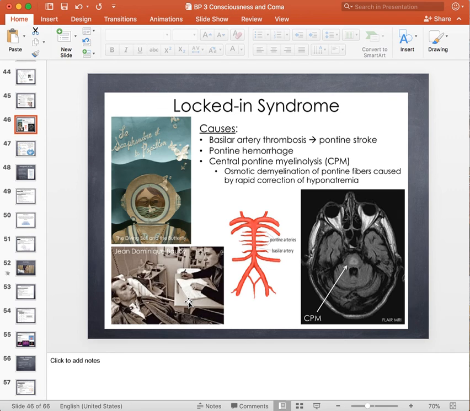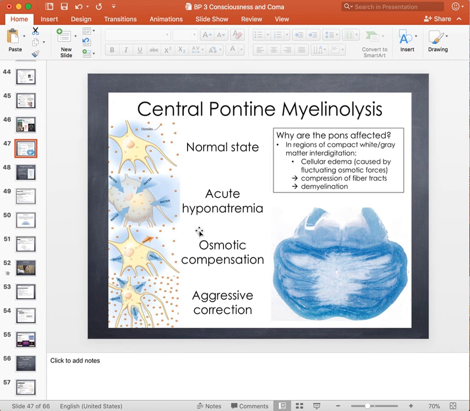Another cause of this terrible syndrome is central pontine myelinosis, which is pictured right there, in which there's demyelination of the fibers that run through the pons, and in particular the ventral pons, where the gray and white matter, where all those motor tracts interdigitate. Right here. And are particularly susceptible to edema. The cause of this is most often rapid correction of hyponatremia.